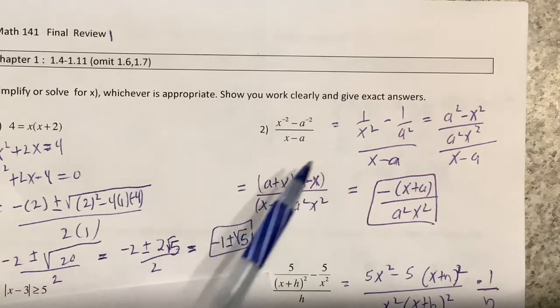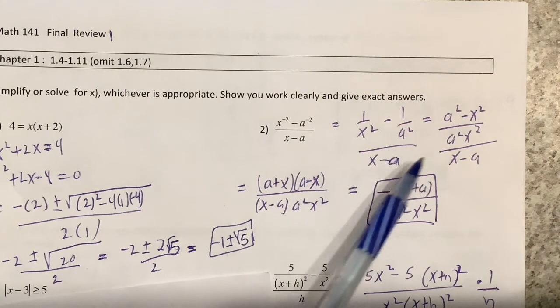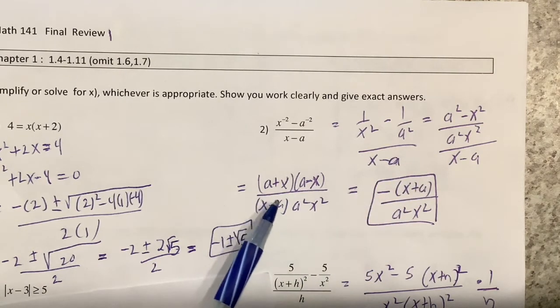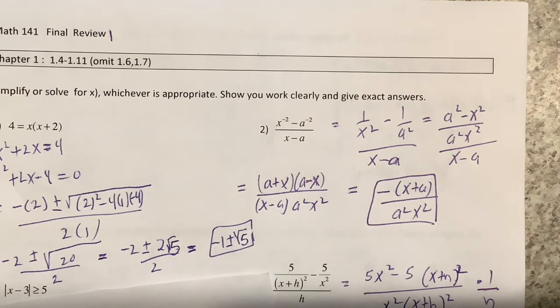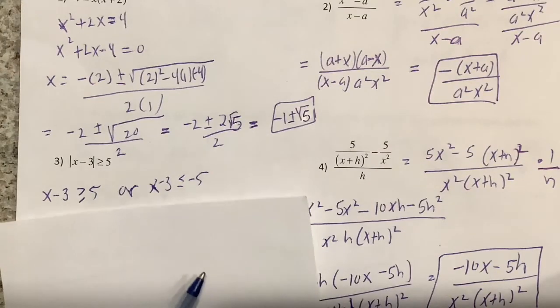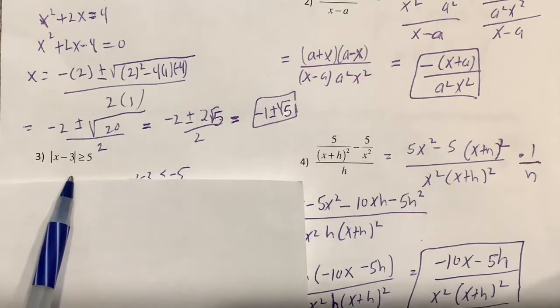This one's tricky. You get rid of the negative exponents, you get your common denominator. When you factor the numerator, these are the same factor, but they're off by a factor of -1. So when you cancel them, you get a -1 left on top. This is important. Make sure you go over the absolute value inequalities.